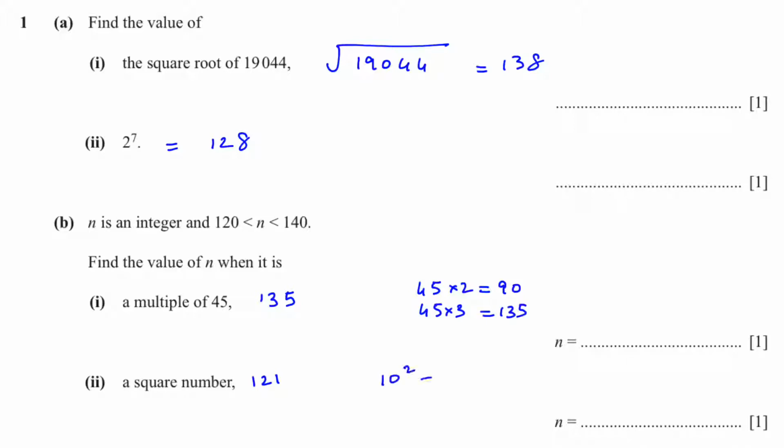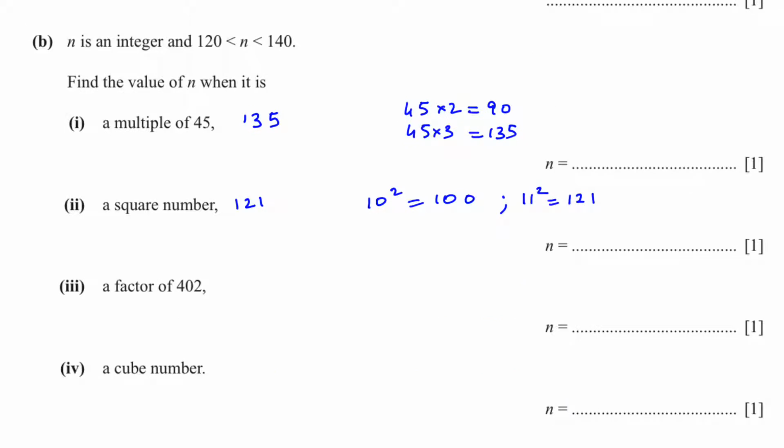For the square number, we know that 10 square is 100, so that is not in our range. Then try 11 square, which will give you 121, which we can take. A factor of 402. So we'll write down the factors of 402. 1 multiplied by 402. 2 multiplied by 201 will give you 402. And 3 multiplied by 134. 134 is in the range, so that is our answer, 134.